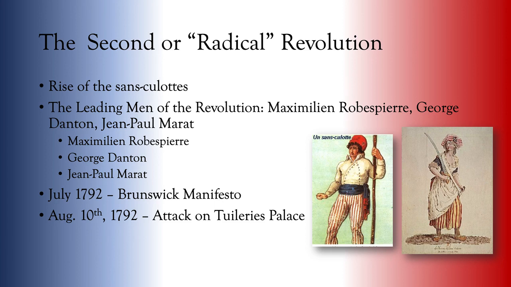So Robespierre, Danton, and Marat had actually been encouraging the sans-culottes to seize power and push the revolution forward, because Robespierre and Danton in particular had their own political agenda. They wanted to get rid of the monarchy entirely and establish a republic. We will see that this becomes more and more clear here in a moment.